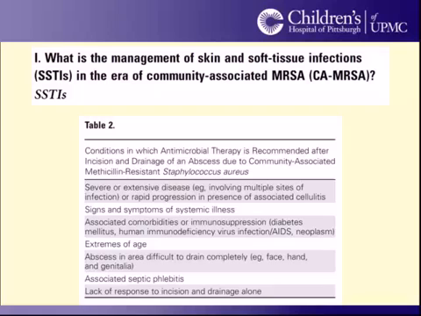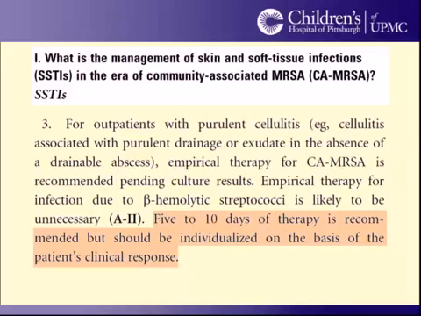I want to emphasize that the few situations where antimicrobial therapy would definitely be recommended are severe or extensive disease involving multiple sites, or signs of systemic illness, particularly in a child, significant fever. Any immune-suppressed patient should certainly be looked at for antibiotic therapy. Extremes of age, abscess in a difficult area such as the face, hand, or genitalia, septic phlebitis should speak for itself, or a lack of response to incision and drainage, although I'll say the lack of response is typically an inadequate incision and drainage. When you have outpatients with purulent cellulitis, empiric therapy is recommended.